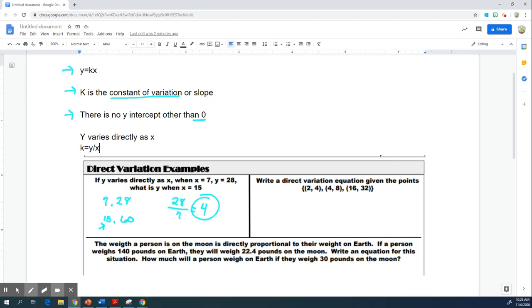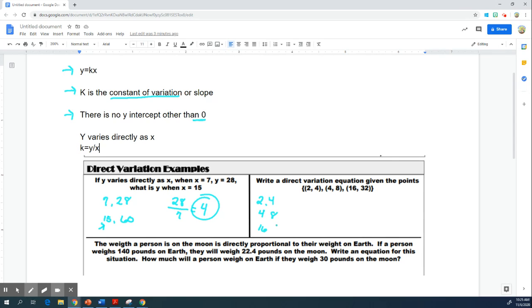So let's look at this one over here. Write a direct variation equation given the points. So you have to find the constant of this. So basically you're finding the slope of this. You could put it in Desmos, put those points in, count it off, rise over run if you wanted. You can also, I like to stack them in a table basically.